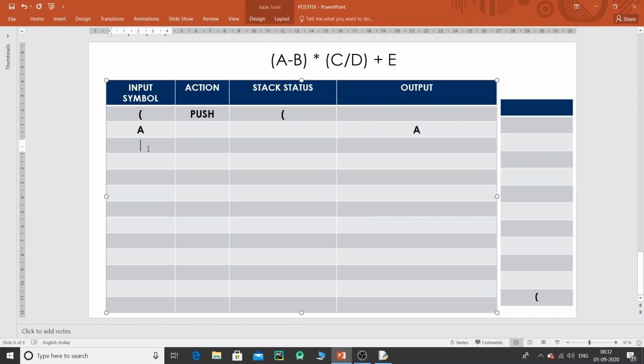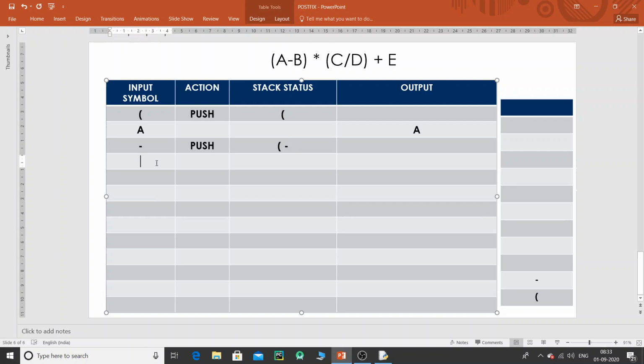Now the next character is the minus. If it is minus, we are going to perform the push operation. So minus will go on the top of the stack. What is at the top of the stack? The minus operator. Then comes b, which is an operand. The stack now has the opening bracket and minus. The stack pointer always points to the top of the stack, that is the minus sign.